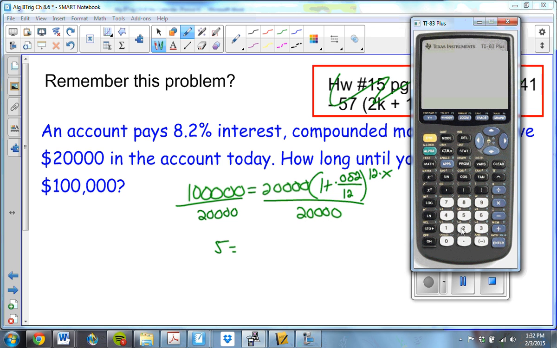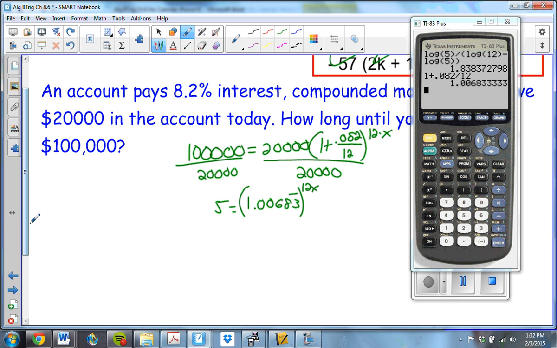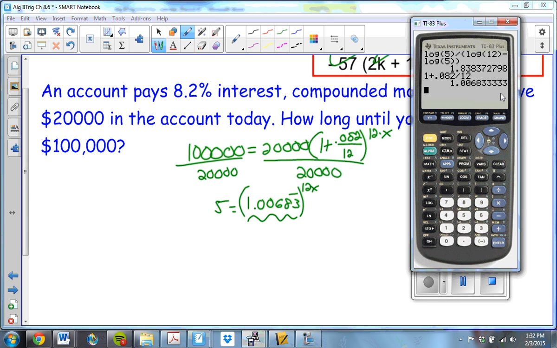1 plus 0.082 divided by 12. And ready? 1 plus 0.082 divided by 12. We get 1.0068333 to the 12x. Now, I'm not going to ever round this number. I'll never enter this number into my calculator. I always use this number stored in my calculator.